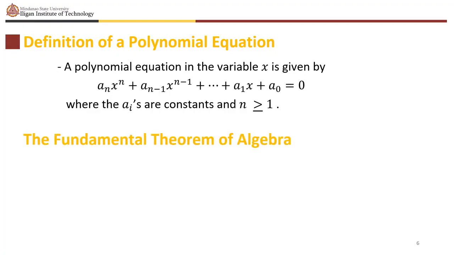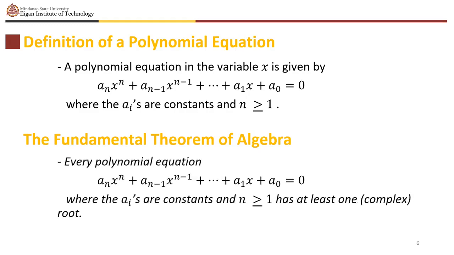The fundamental theorem of algebra states that every polynomial equation, a sub n x to the n plus a sub n minus 1 x to the n minus 1 plus and so on, denoted by 3 dots here, plus a sub 1 x plus a sub 0 is equal to 0, where the a sub i's are constants and n is greater than or equal to 1, has at least one complex root.